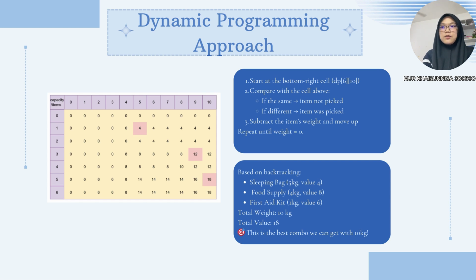For example, for dp[5][10], we compare with dp[4][10]. The value is different, which is 18 and 12. Then we will subtract the item weight and move up. Repeat until the weight becomes 0.